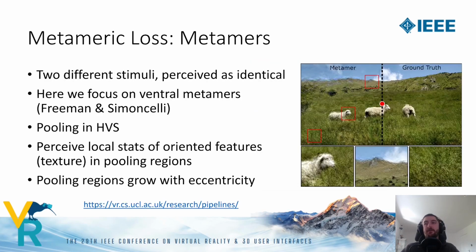First, to introduce the Metameric loss, we'll briefly introduce the concept of metamers. Two different stimuli are metamers if they're perceived as identical, despite the fact that they might actually be different. Here we're focused on ventral metamers as introduced by Freeman and Simoncelli. These occur due to pooling in the human visual system. This effect causes us to only perceive local statistics of oriented features within pooling regions of our visual field, roughly speaking local texture. These pooling regions grow with eccentricity. As a result, images like the one on the right can appear correct when fixating at the correct location, the red dot, even though in the periphery only local texture is being matched.